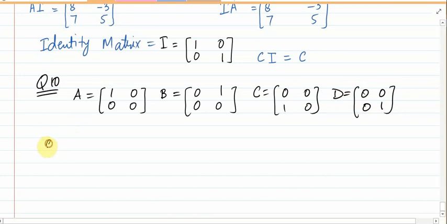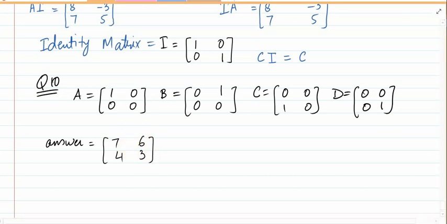For the matrix, it must be our answer matrix [7, 6, 4, 3]. We need to obtain this matrix. So how can we form this matrix by using all these four matrices? That is our question. Now you see that the first entry of A is 1, the rest are 0.